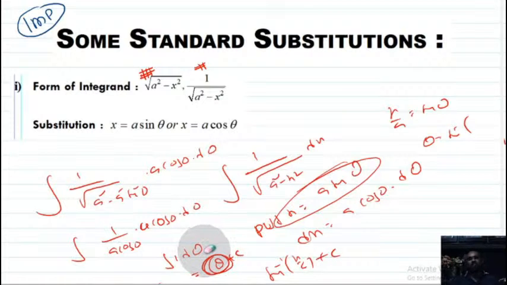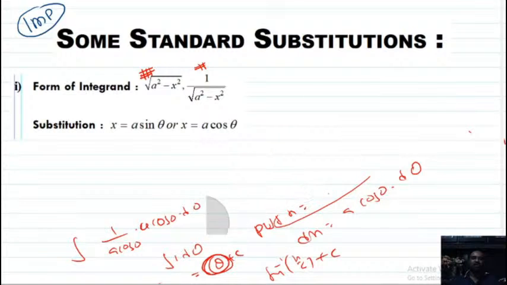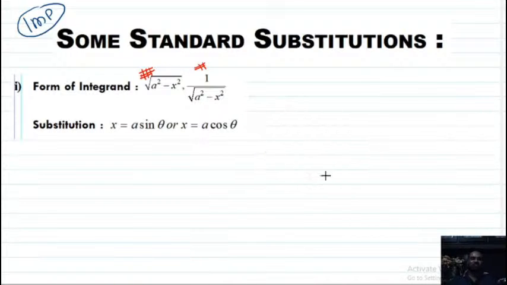1 by root over a square minus x square is remembered as sin inverse of x by a. Now the second problem is root over a square minus x square. To find its integration, you can use integration by parts or use substitutions. Substitutions help us find the solution easily. That's why the title is given as some standard substitutions. If any problem is in this form, directly put x equal to a sin theta or x equal to a cos theta and proceed. So I want to find the integration of root over a square minus x square here only.